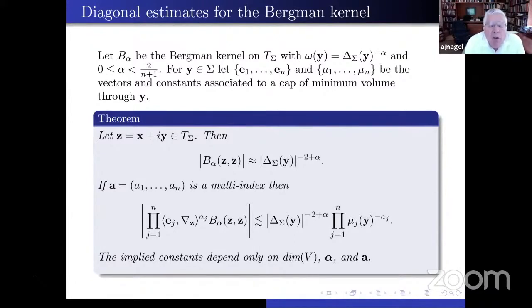More generally, if one wants to take derivatives, then each derivative loses something. And what do they lose? Well, they lose a certain power, they lose one power of one of these parameters that describe the geometry of this minimal cap.